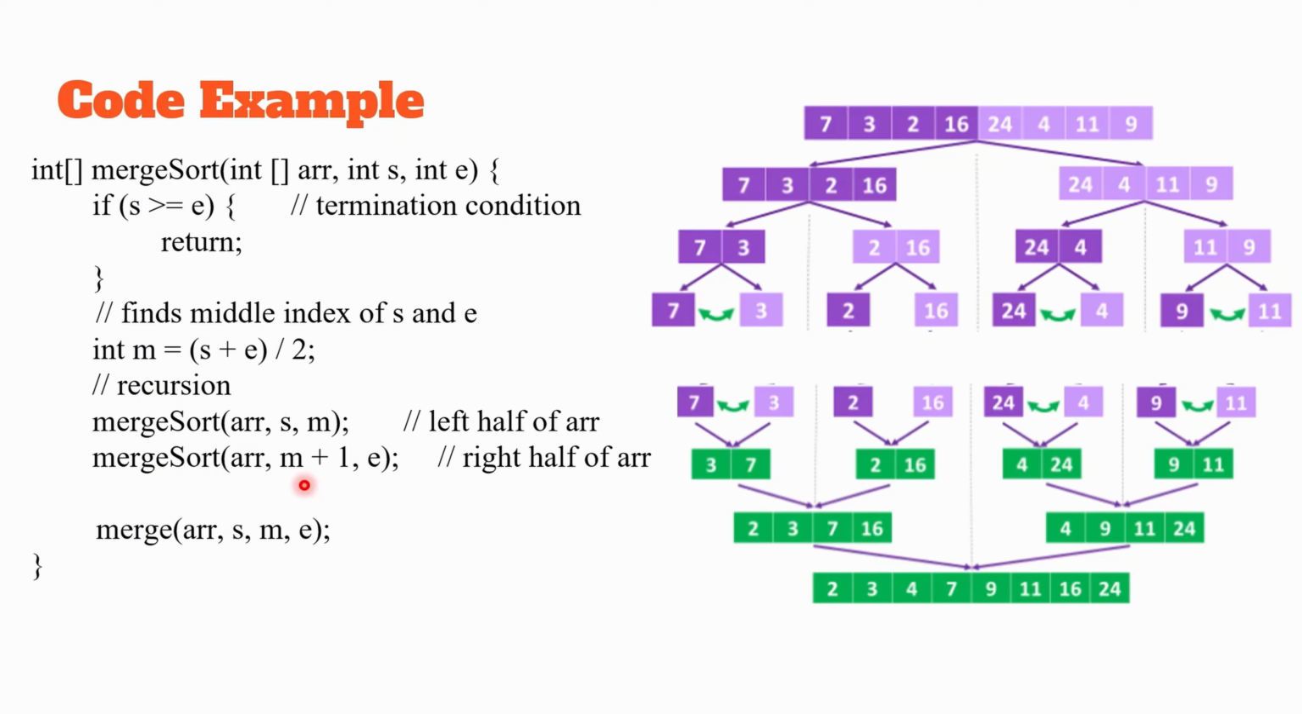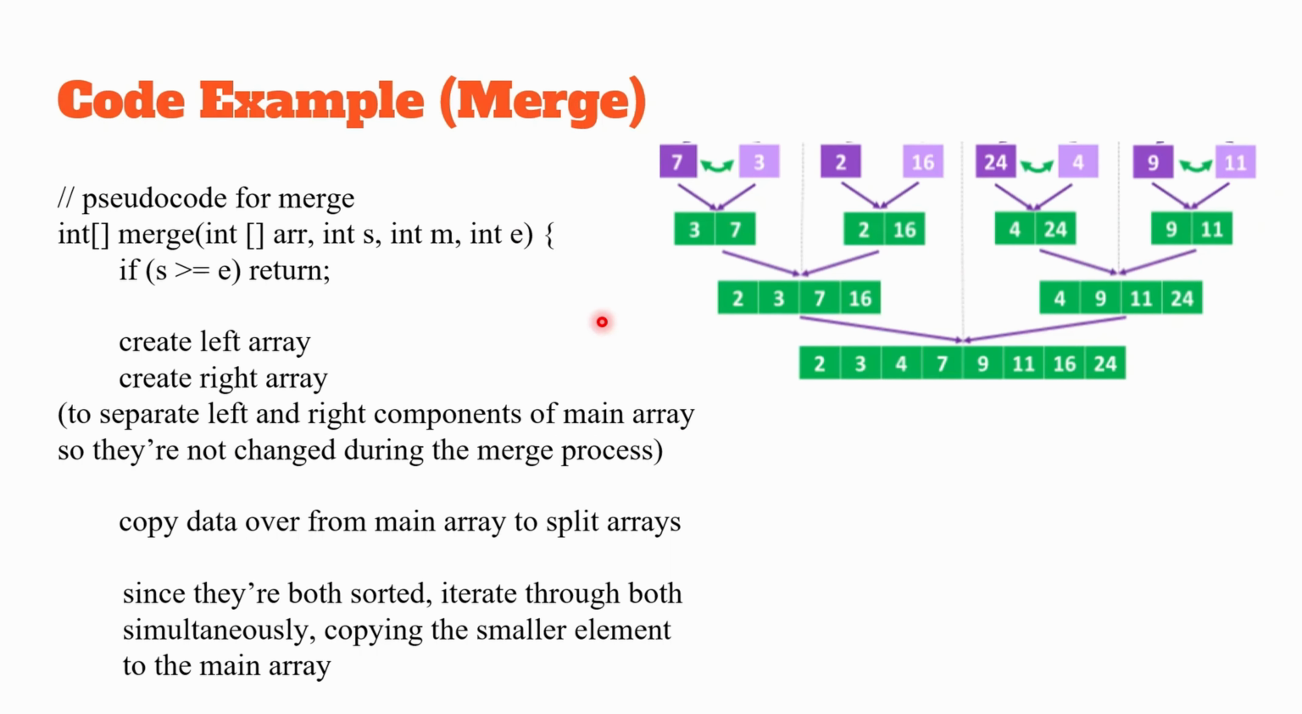After this, the function needs to merge all of the elements back together, so it will call a merge function, which I'll talk about in the next couple slides. The code for the merge function is a little more complicated, so instead of the actual code, I'll just go through the pseudocode. The parameters for the merge function are the array and the starting, middle, and ending indices for the region of the array that you'll be merging and sorting.